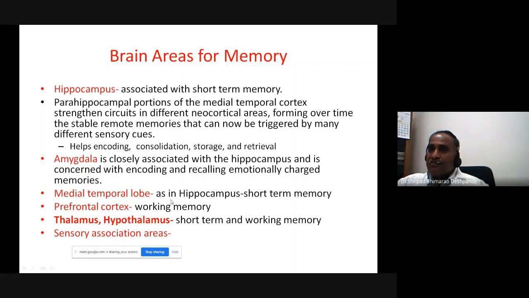Then the medial temporal cortex, in association with the hippocampus, processes short-term memory. So short-term memory involves all the sensory modalities. The prefrontal cortex, working memory, thalamus, hypothalamus, short-term memory and working memory, and sensory association areas become the primary seat for storage of information for the long term. That means the hippocampus cannot store all the information.